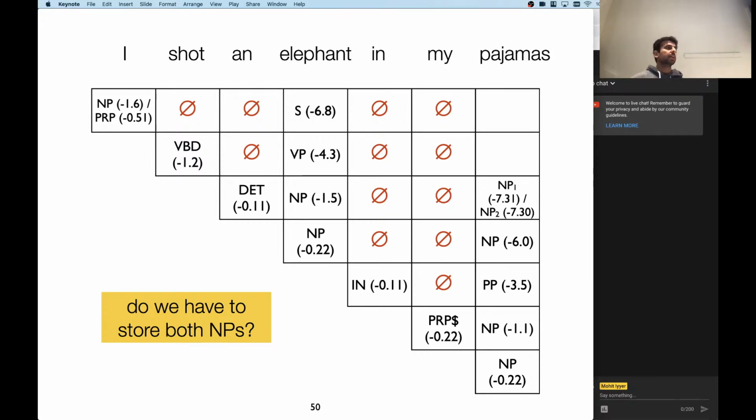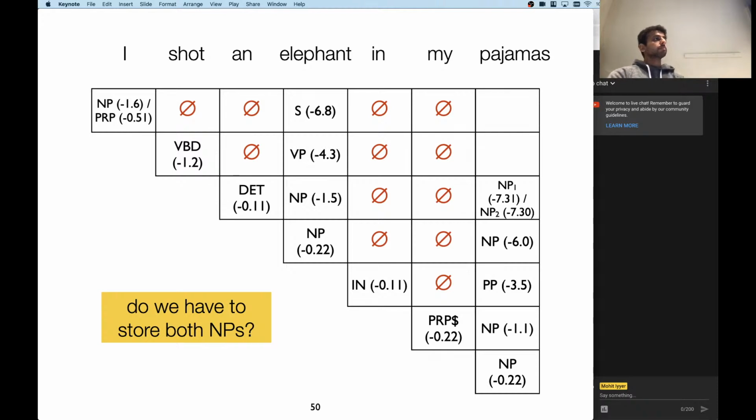So one question here, if I'm interested in getting the most probable parse of the sentence, do I have to store both of these NPs in this cell? Any ideas? So my goal is to get the most probable tree, the most probable S for this given sentence. And so at this cell right here, I have 2 NPs. If I only care about getting the most probable parse, do I need to store NP1, which has a lower probability than NP2? Why not?